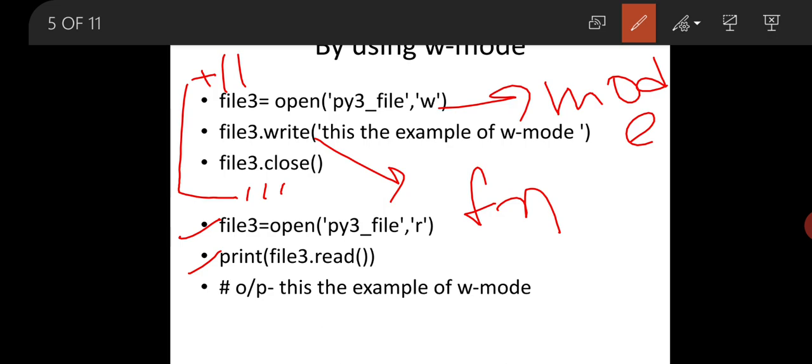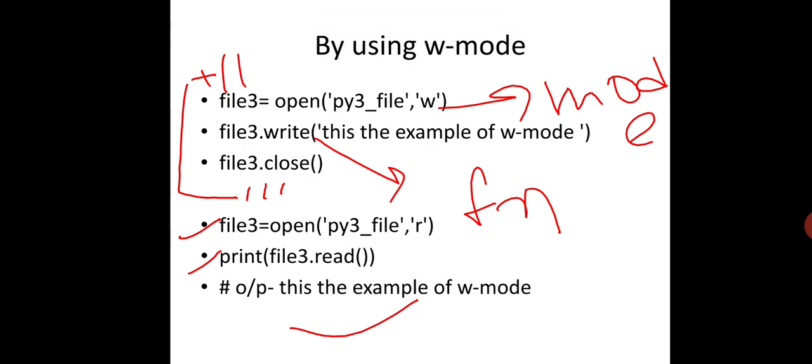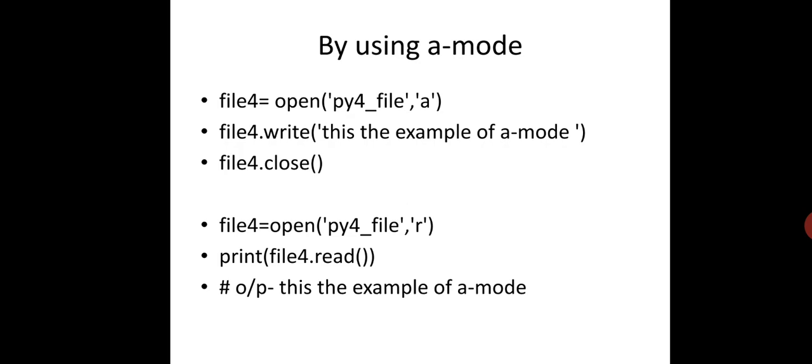Now file3 equals open py3 file in read mode, and print file3.read(). Now all the content of this py3 file will be returned. So the output is: this is the example of W mode. This will be shown.